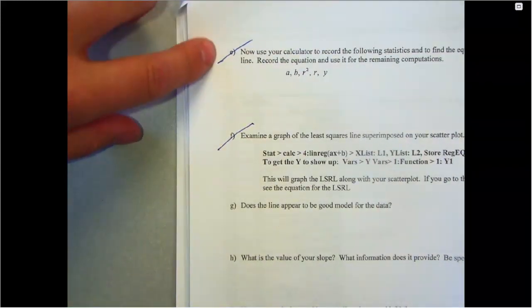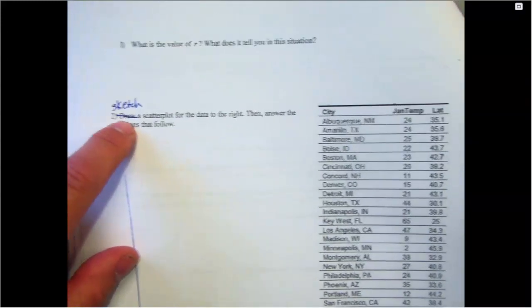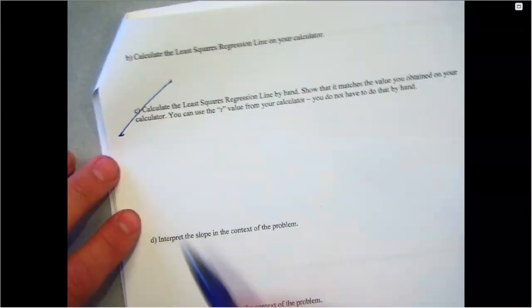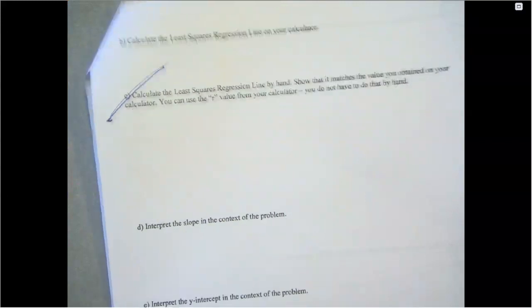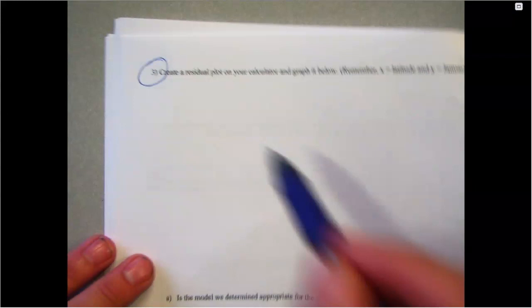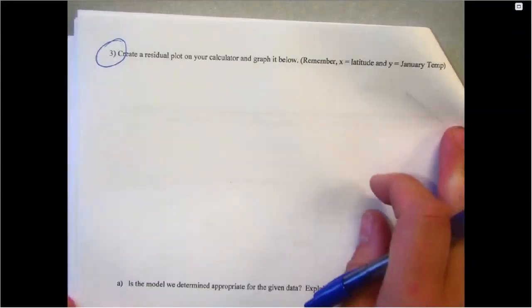So, on the first page you're fine. On the second page you're skipping D, E, and F. On the third page, just change draw to sketch. I don't want you to spend 20 minutes making a beautiful scatter plot. And on that page, skip C. And on the last page, we're going to do number 3 together in class tomorrow. Alright, so go ahead and start working on notes or homework 3.